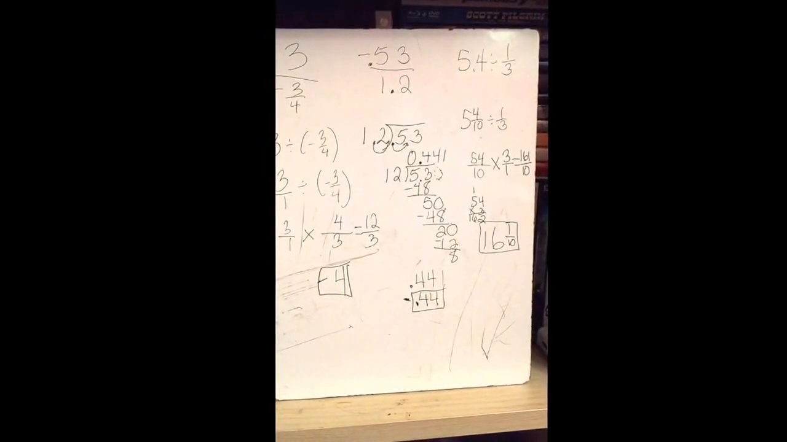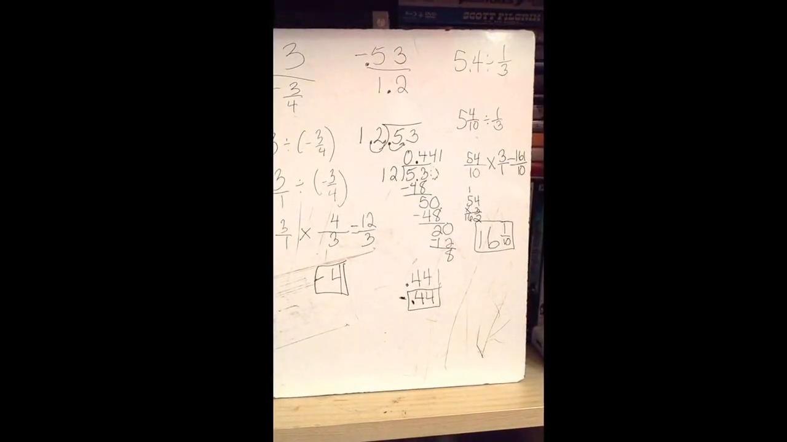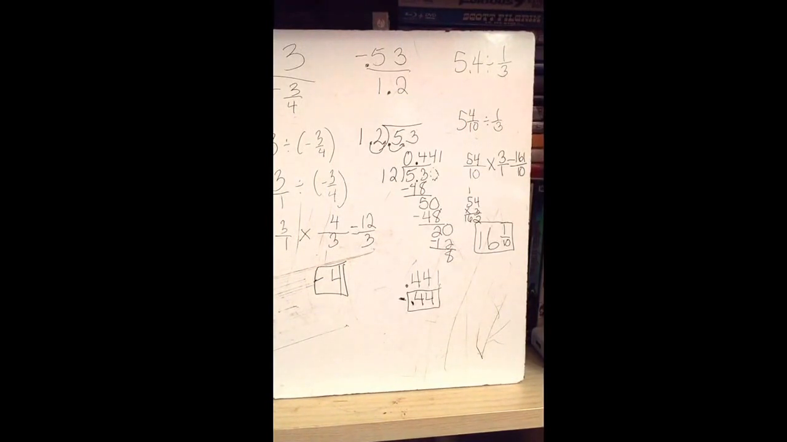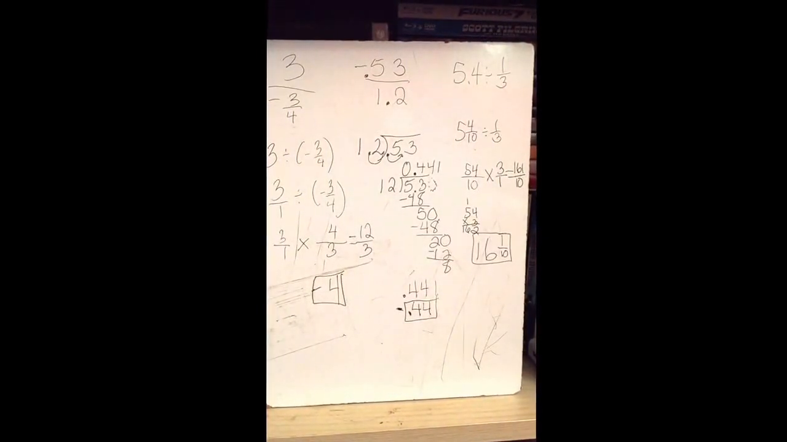And in this case, I had two positives. 5 4/10 divided by 1/3. And that kind of does make sense to me because every number, if I'm dividing it into threes, it takes 3 of them. So yeah, it would be about 16. So it makes sense. My answer is 16 2/10.